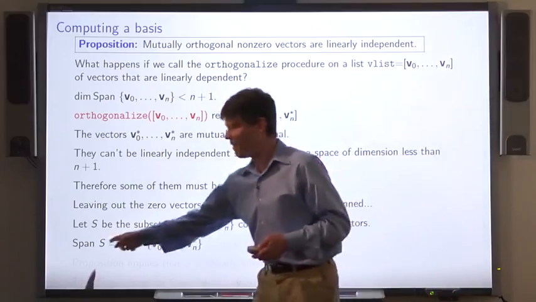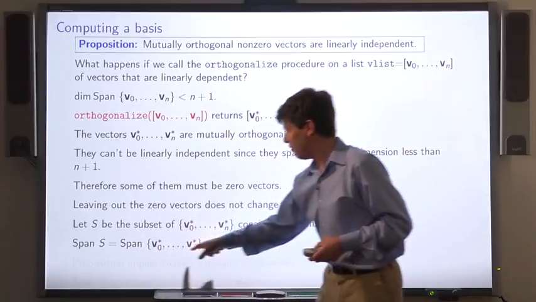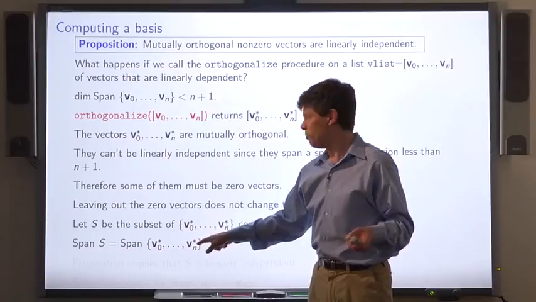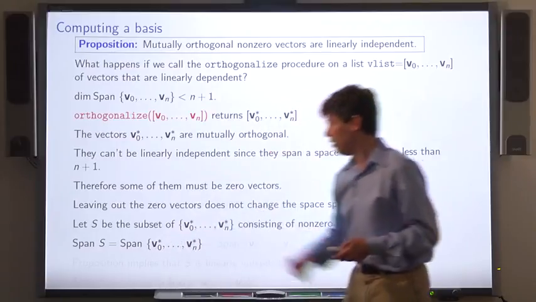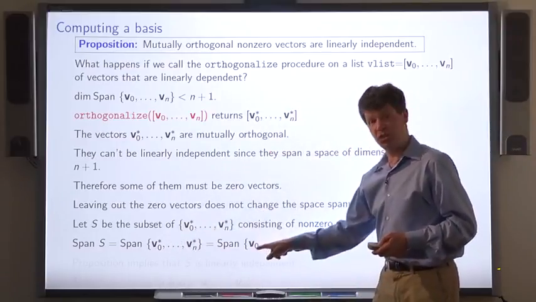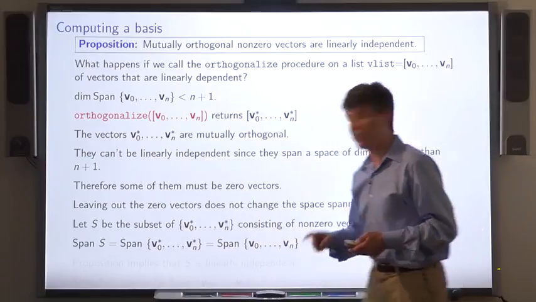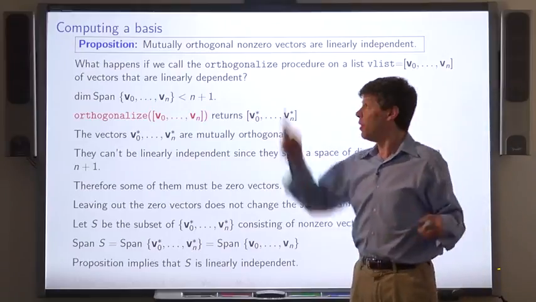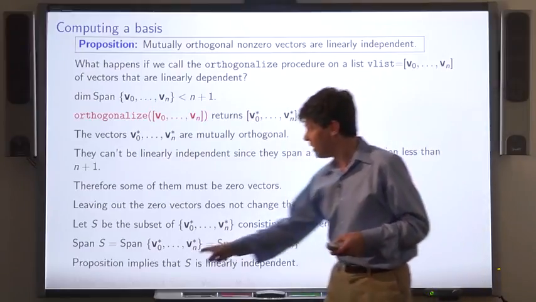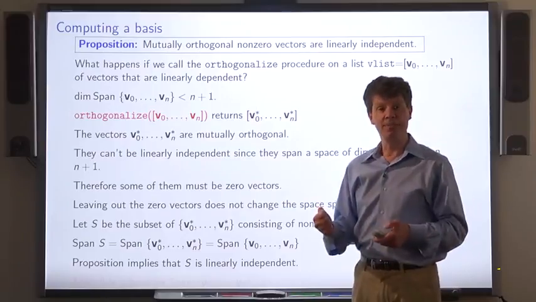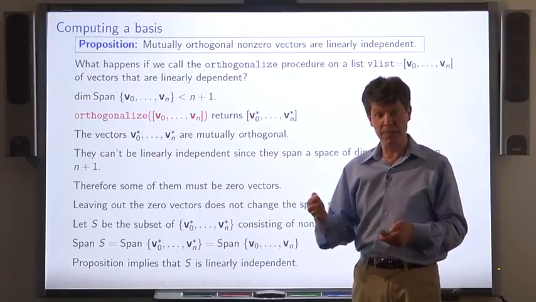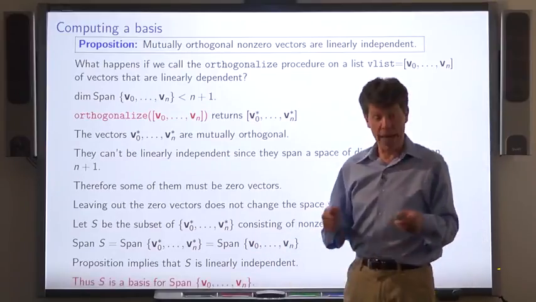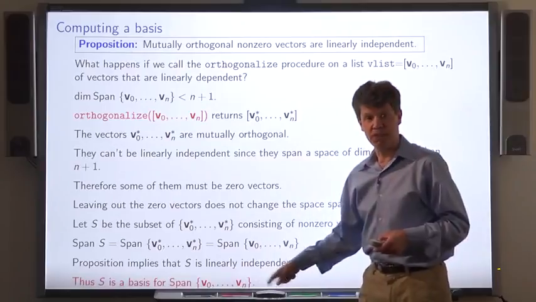Well, the span of S is equal to the span of all the vectors, v0 star through vn star, because 0 vectors don't contribute anything to the span. This is equal to the span of the original vectors, v0 through vn. That's the correctness property of orthogonalize. And the proposition implies that this set S is linearly independent. So we've got a set of vectors that are linearly independent and span the same space as v0 through vn. So S is a basis for that vector space.